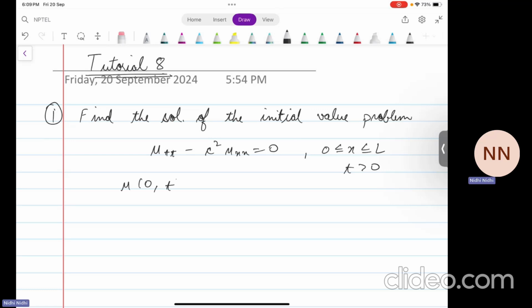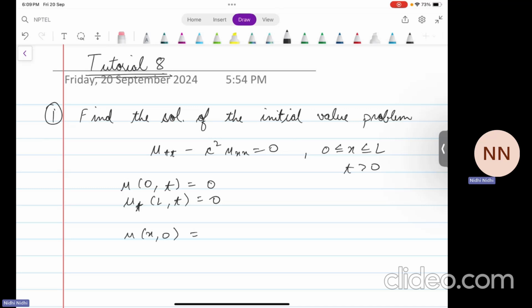u at 0, t is equal to 0. That means the string is attached on one side. u at L, t is equal to 0. That means the displacement at point L is 0 for every t.